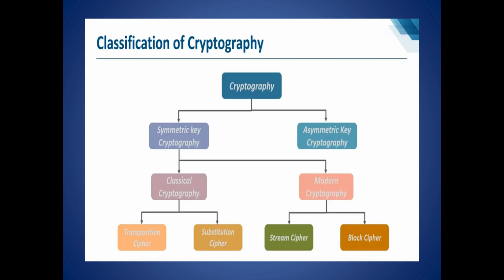So what is the classification of cryptography? Basically there are two broad categories of cryptography. First one, symmetric key and asymmetric key, as we have seen. Under symmetric key we have classical cryptography and modern cryptography. Further, classical cryptography has two types, transposition cipher and substitution cipher. And modern cryptography has two types, stream cipher and block cipher.